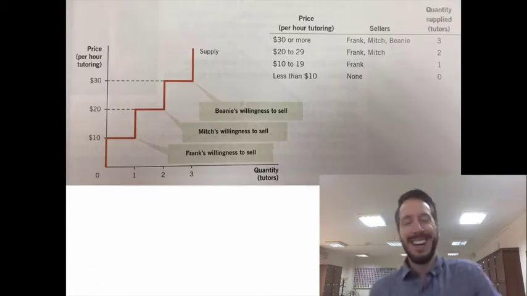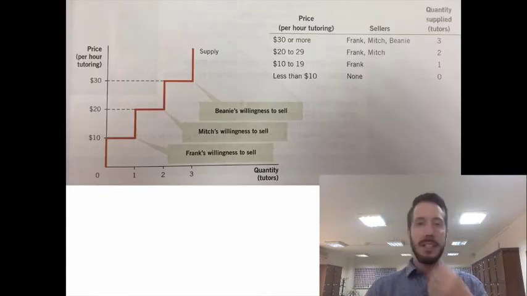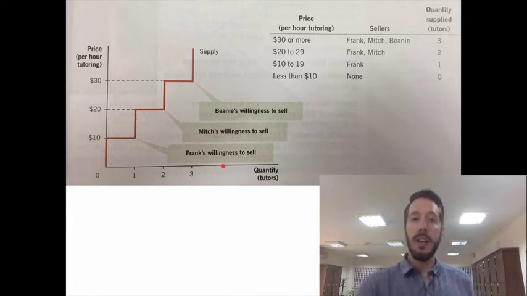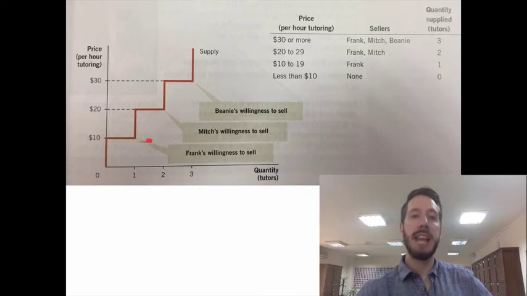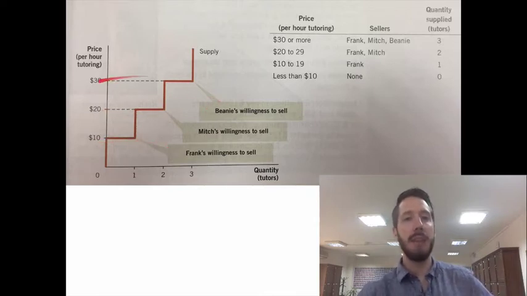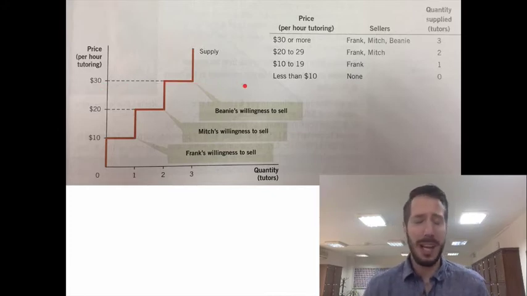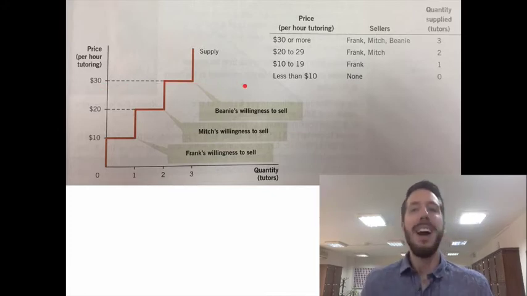So here is a producer surplus example. Again, we've got Beanie, Mitch, and Frank. They want a tutor. Frank's minimum price is $10, or 10 JD. Mitch's is 20, and Beanie's is 30. Maybe Beanie's tutoring AP Econ. He won't take anything less.